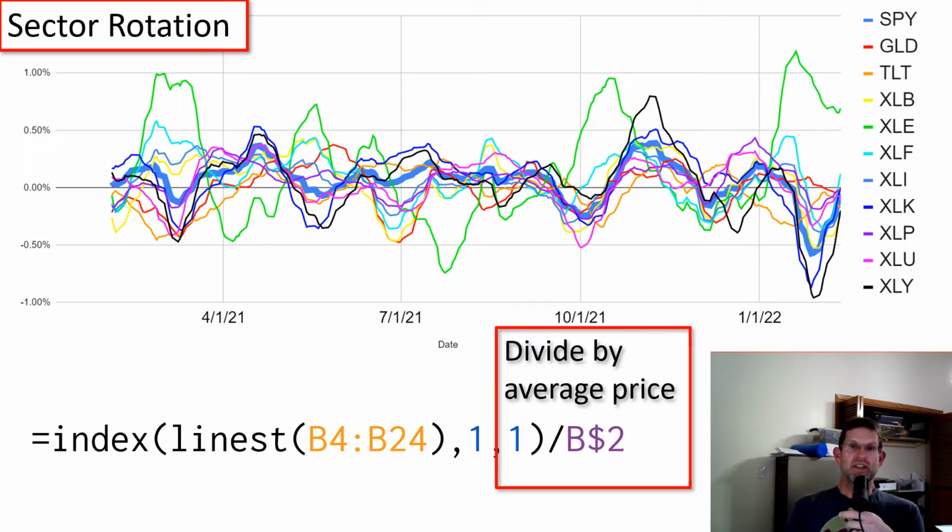But what I really want is the percent change in price, so I can compare one stock to another. SPY that's $430 isn't going to compare well to XLE, which is $40 a share. So anyway, just to convert it to a percent change in price, I just divide it by the average price of the stock over some interval, and you can make a plot like this.